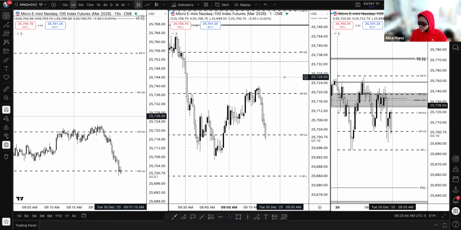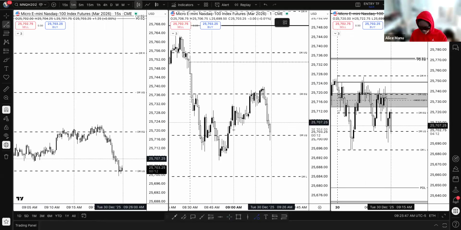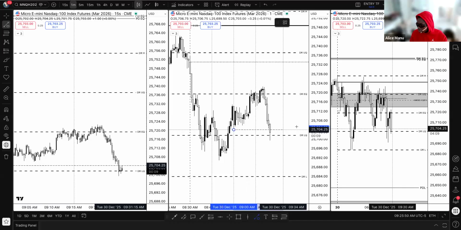Let's get on with our lines. Since we're close to sell side, let's do that first. 30, 45.